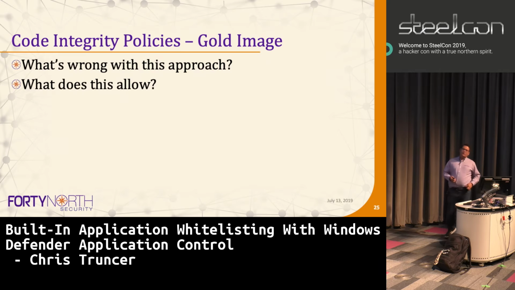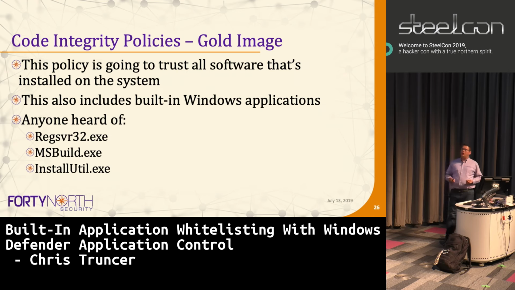So the only issue with this is if we're trying to create this gold image policy, kind of like what we were just demoing, there's an issue. This gold image policy is going to pick up all of these different Windows binaries that are susceptible to application whitelisting bypasses. I mean, everyone remembers regsvr32 "squiblydoo" from Casey Smith. He actually found all of these, MSBuild, InstallUtil.